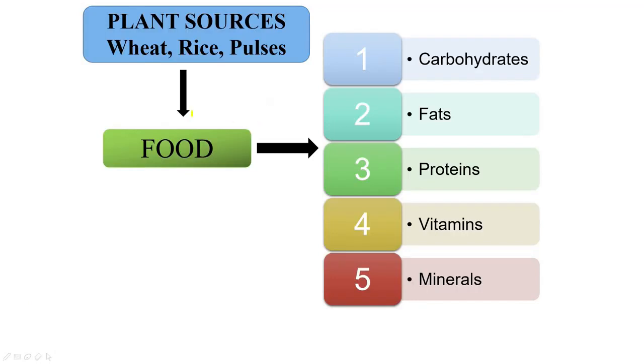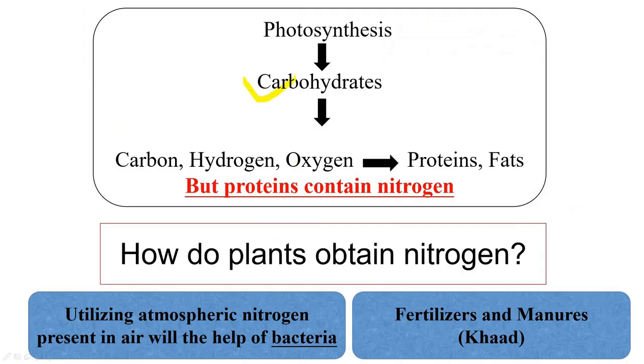So we know that our food such as wheat, rice or pulses contains numerous nutrients such as carbohydrates, fats, proteins, etc. Now we know that carbohydrates are prepared in the process of photosynthesis. But what about fats, proteins and other nutrients? So carbohydrates are prepared during the process of photosynthesis. Carbohydrates contain carbon, hydrogen and oxygen, and these are used to make proteins and fats.